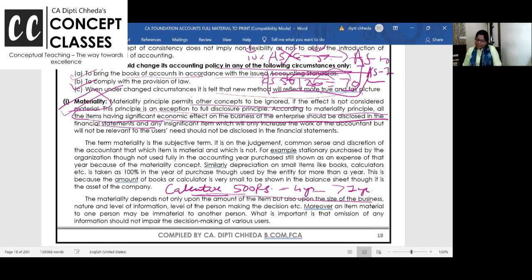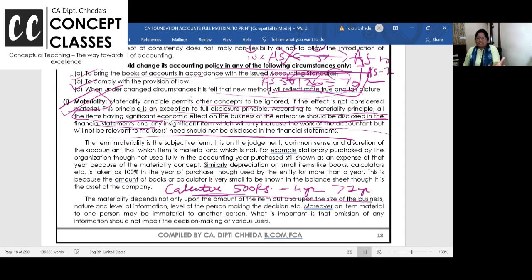So materiality principle: all items having significant economic effect on the business of the enterprise should be disclosed in the financial statements. Any insignificant item which will increase the work of the accountant and is not relevant should not be disclosed. I told you, 30 rupees Xerox, printing and stationery debit, 20 rupees Xerox, drawings, utna zarurat nahi hai because it's not relevant. Materiality is a beautiful judgmental concept.